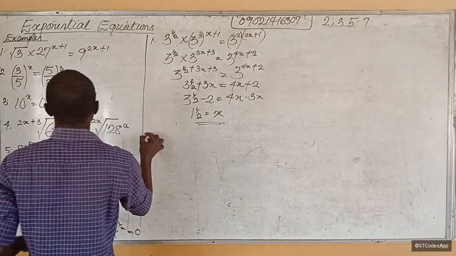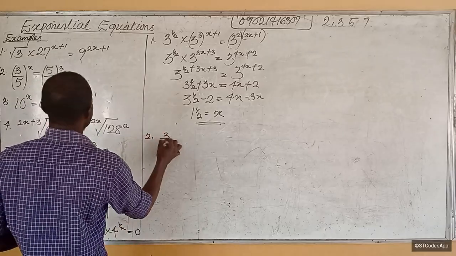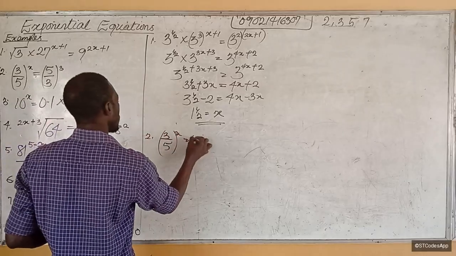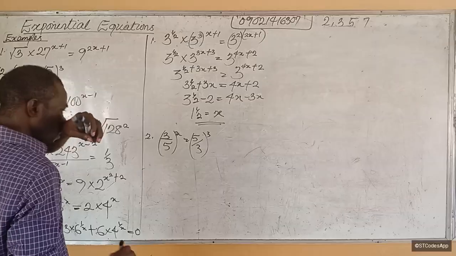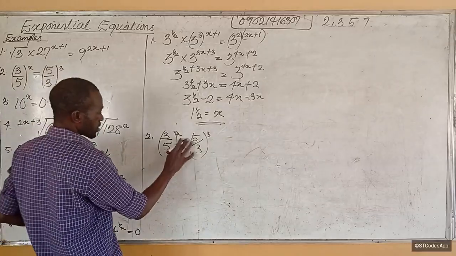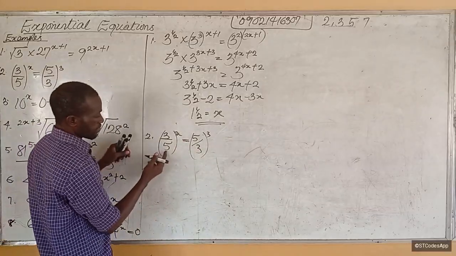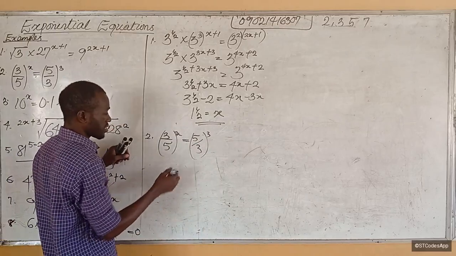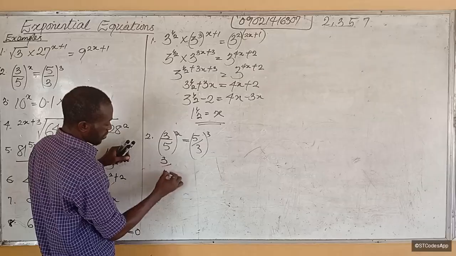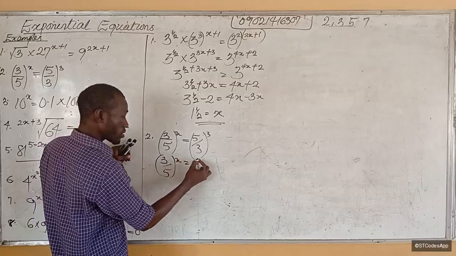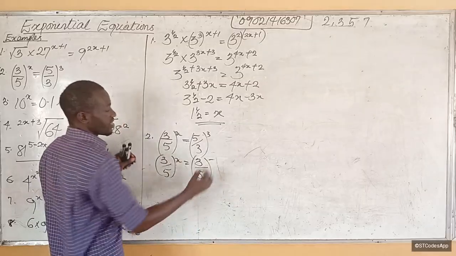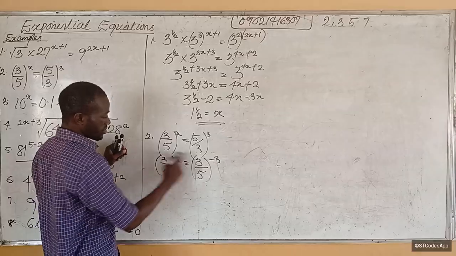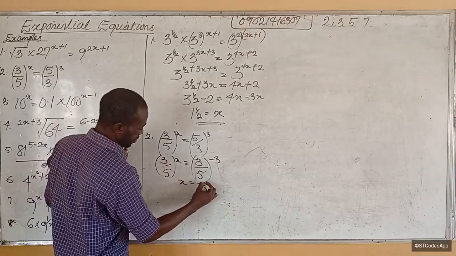Alright. For number 2, we have 3 over 5 all raised by x is equal to 5 over 3 all raised by 3. Alright. So this one is very simple. Look at it. Since this is 3 over 5, this is 5 over 3, let's invert it. If we invert this, this becomes 3 over 5 all raised by x is equal to 3 over 5. But by the time we are inverting it, it means we'll put minus here, right? This by minus 3. So bases are now the same, powers must be the same. X equals minus 3.